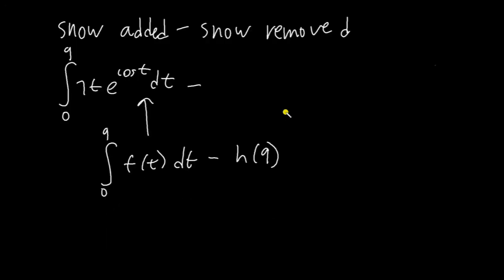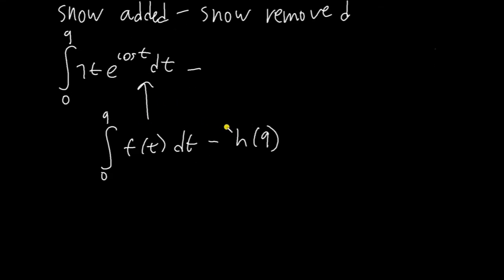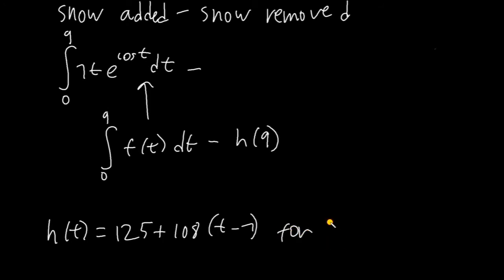Okay? And well, what's h of 9? If we go back to our answer from part C, and we remember that from t equals 7 to t equals 9, h of t is equal to 125 plus 108 times t minus 7. If we plug in 9 into here, we'll get 125 plus 108 times 9 minus 7, which is 2.